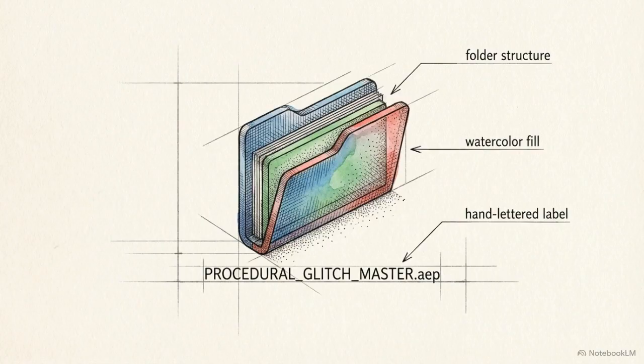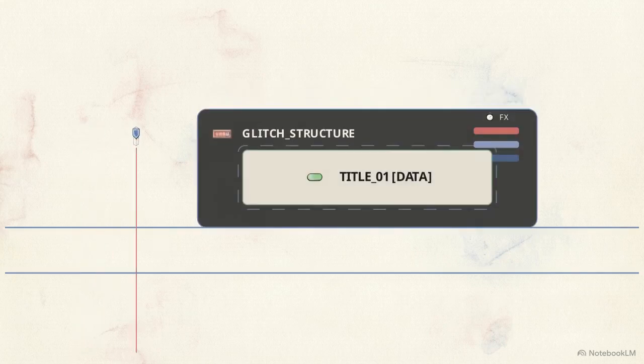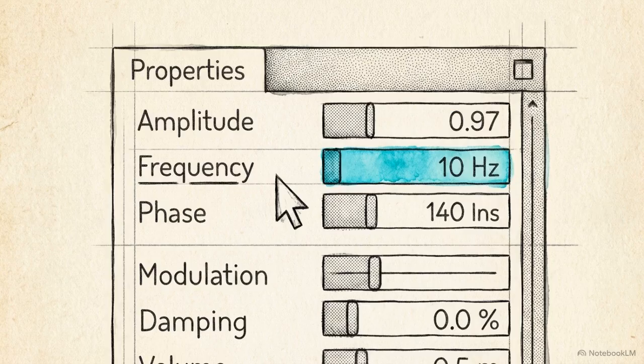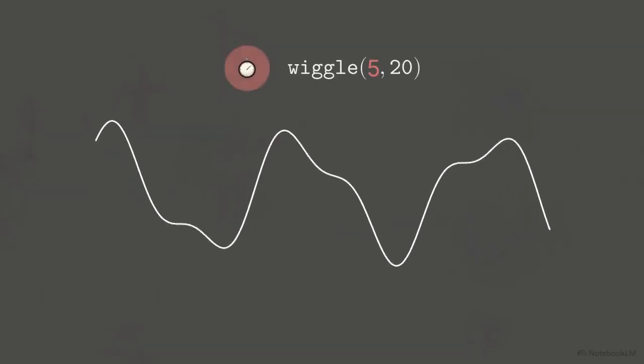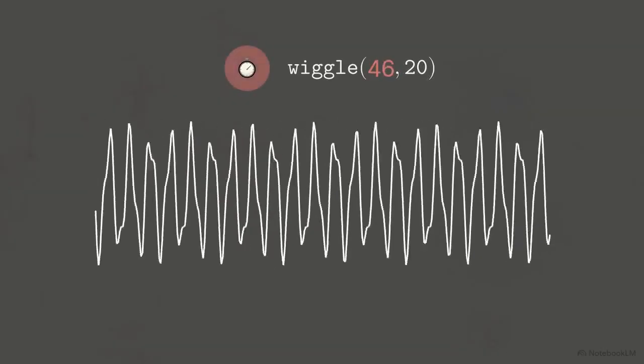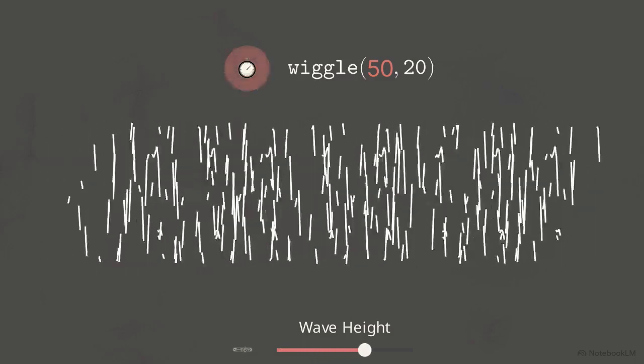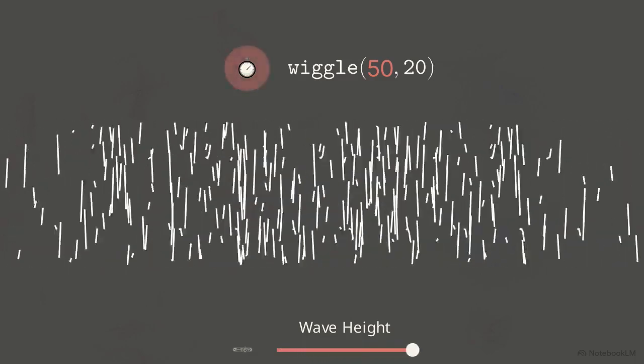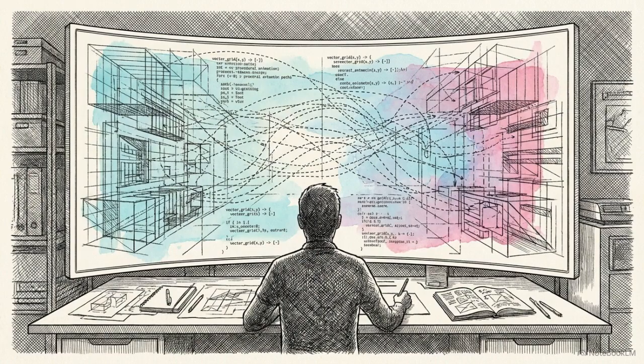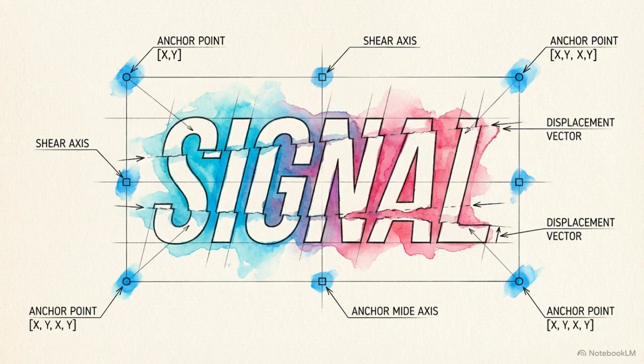You now have a fully modular, reusable systemic asset. You can import this structure into any future project and swap the text out as needed. Test the limits of the system. Open your position properties and change the wiggle frequency from 5 to 50, or push the wave height to its extreme limits to see how the code reacts. By constructing the underlying math from scratch, you dictate the rules of the distortion. You design the exact nature of the visual failure.